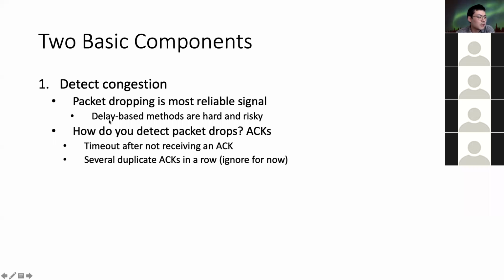Of course, you can also use the delay-based method because, for example, you send a packet and you will get the acknowledgement. If you remember our RTT, round trip time, estimation algorithm, we can estimate the delay. But delay is actually risky. It's hard, sometimes there are fluctuations. The most reliable signal is if you find, hey, I have a timeout, the packet dropped. Then that's a pretty safe signal that congestion is happening with this speed and this window size. So how do you detect packet drops?